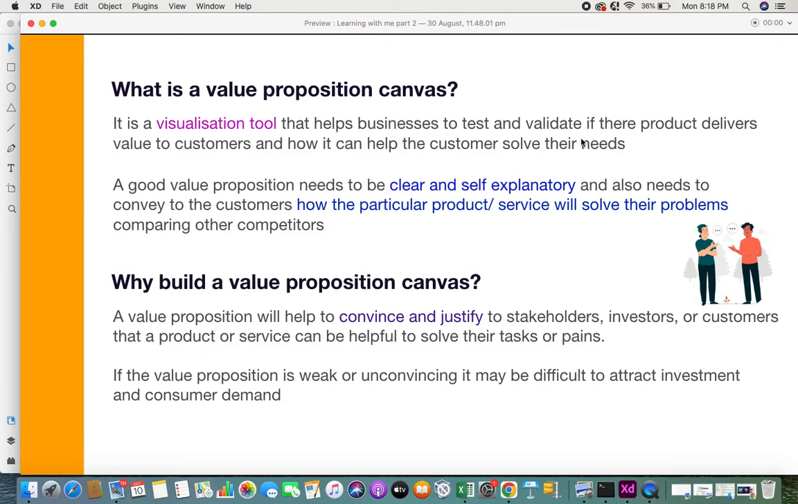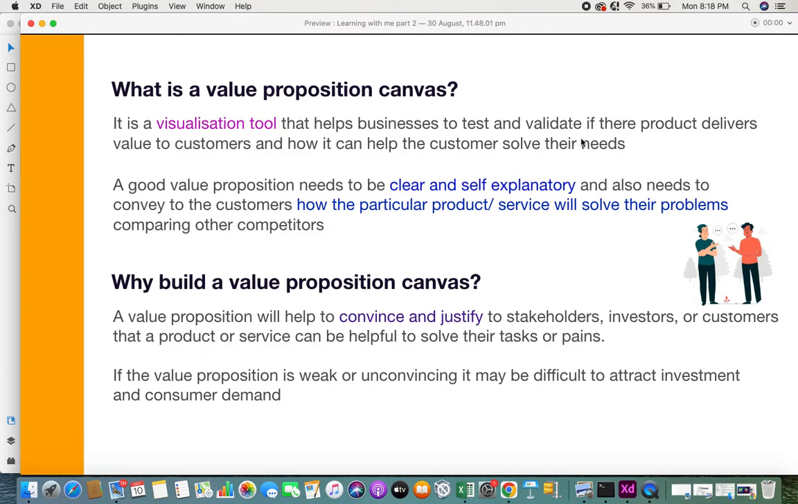You cannot give them a large explanation. You cannot give them documents. You cannot explain the logic of your system and then convince them. They need something that is really simple, realistic, and clear to understand. So that's where the value proposition canvas comes in.